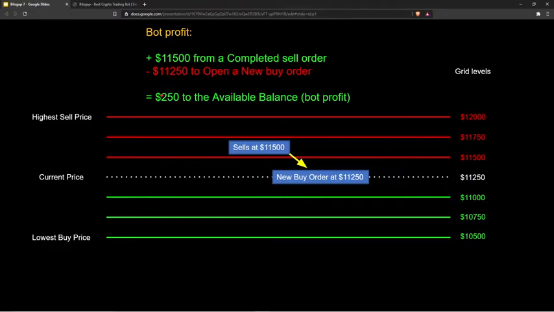So this pretty straightforward, easy to understand algorithm allows the bot to trade pretty much every day, 24/7, as far as the price stays within the trading range. All right.